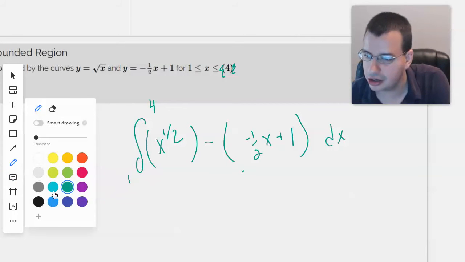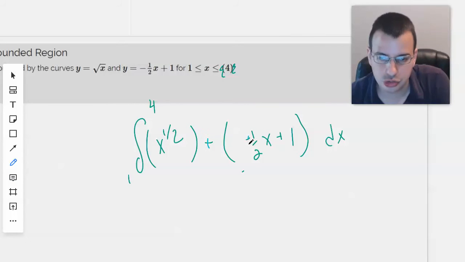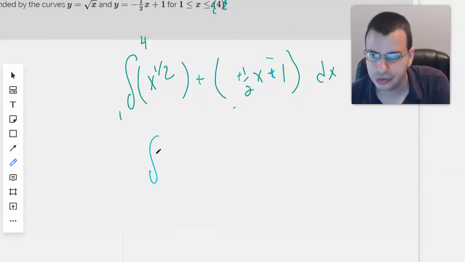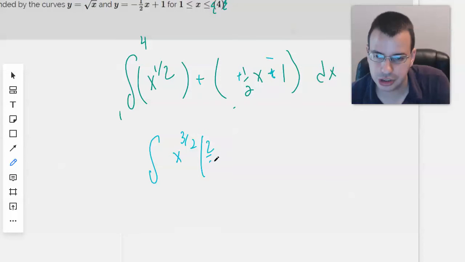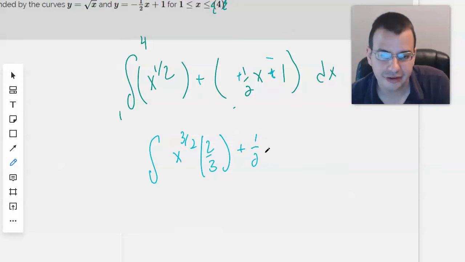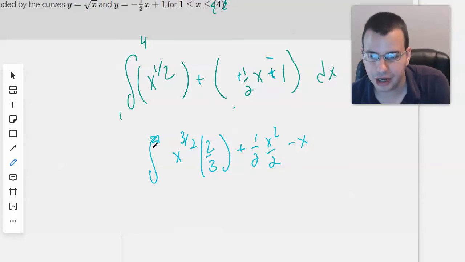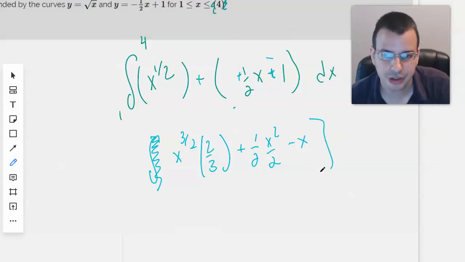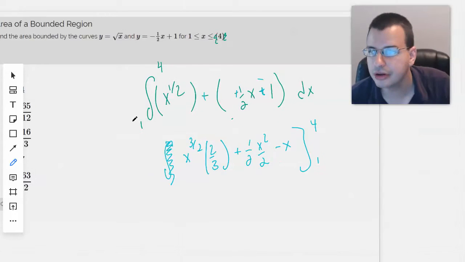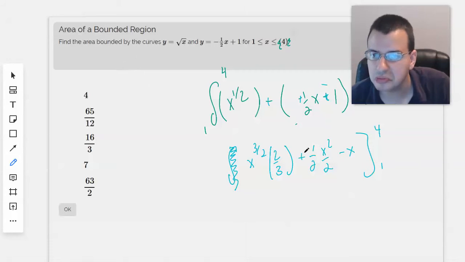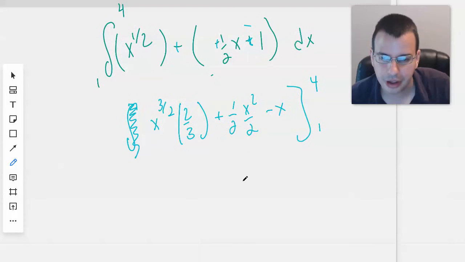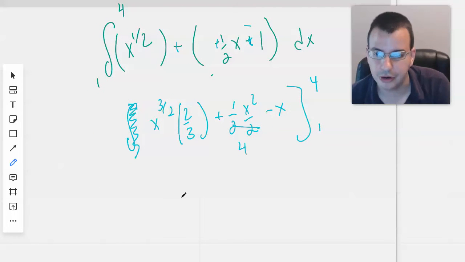Get another color so that I can distribute the negative. There we go. Then we'll do x to the 3/2 times the reciprocal, which would be 2/3, plus 1/2 times x squared over 2 minus x. And I don't need this integral symbol. This will be evaluated from 1 to 4. Make sure I'm not missing anything. Yeah, that seems reasonable.